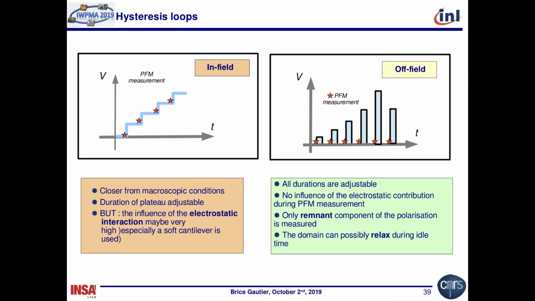And you're doing the PFM measurement after a certain idle time, and you can control, of course, this time. The order of magnitude is some hundreds of milliseconds. So you wait, let's say, 100 milliseconds before doing the PFM experiment. That means that you have no applied voltage when you're doing the PFM experiment, and you hope that you will have no electrostatic interaction during PFM. Let's take a look at the difference.